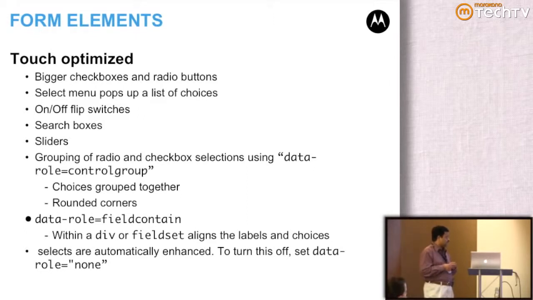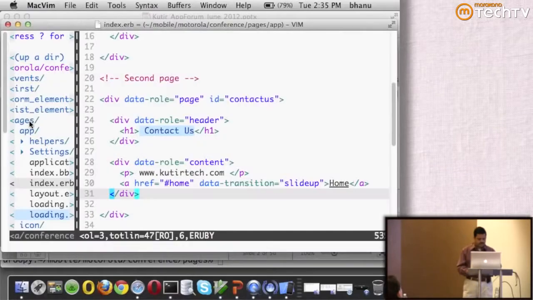And then again, to make your radio buttons or check boxes belong to a group, all you have to do is say data role equal to control group, and then all of the items that you define within a control group become grouped. Let's talk about each of these through an example.